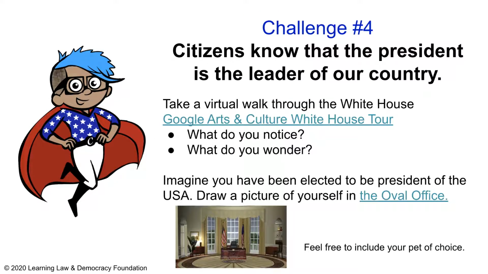Challenge number 4. Citizens know that the President is the leader of our country. Take a virtual walk through the White House with the Google Arts and Culture White House Tour. What do you notice? What do you wonder? Imagine you have been elected to be President of the USA. Draw a picture of yourself in the Oval Office. Feel free to include your pet of choice.